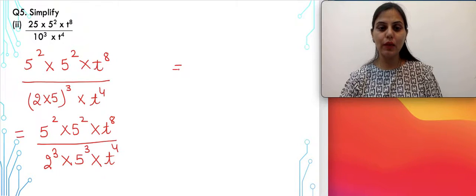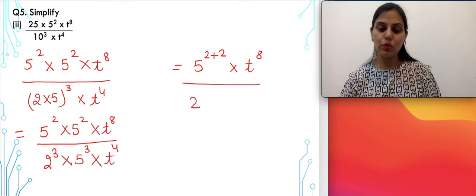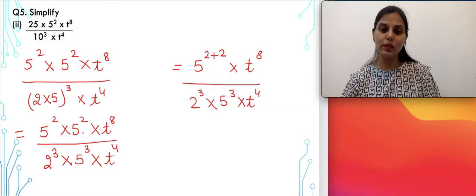Or in the next step we can write this as, now 5 square multiplied by 5 square will become 5 raised to the power 2 plus 2, multiplied by t raised to the power 8, upon 2 cube multiplied by 5 cube multiplied by t raised to the power 4. Now let's combine the powers with the same base.